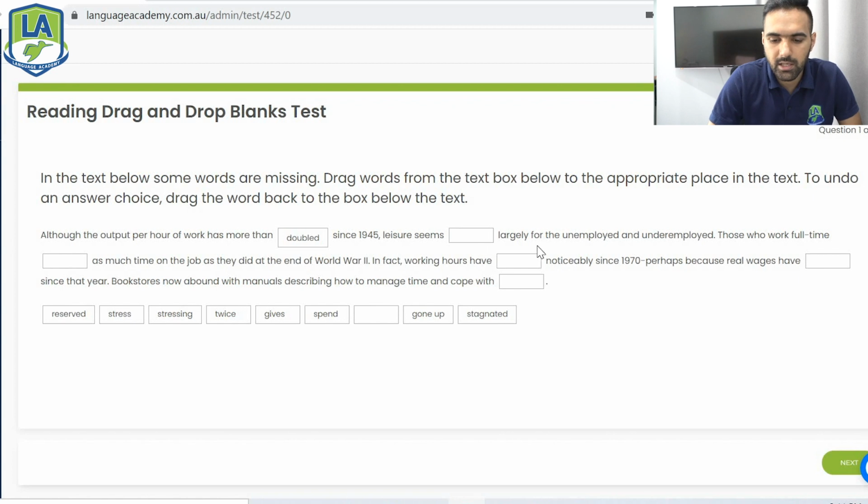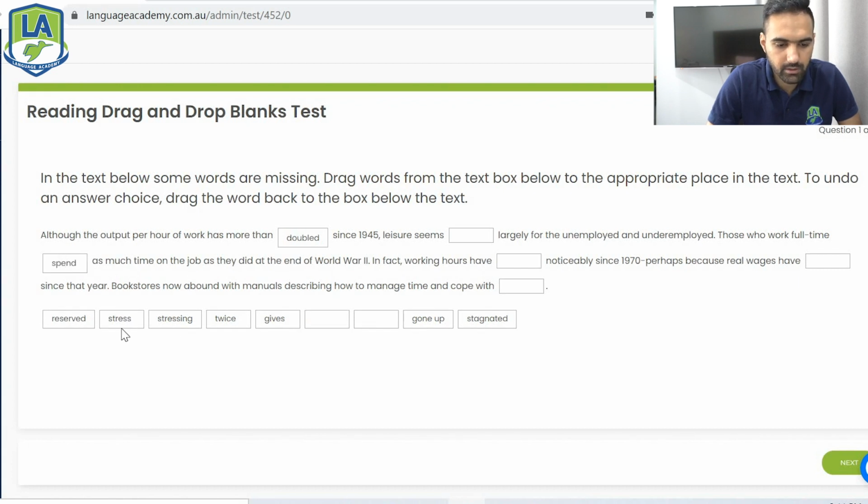Leisure seems dash largely for the unemployed and underemployed. I'm not sure about this, so let's not worry about it. Let's move on to the third blank. I always do this whenever I'm not really sure: I leave it and fill that particular blank at the end. Those who work full time dash as much time on the job as they did at the end of World War II. What do you do with time on work? You spend time on work. So spend will be the right answer. Not reserved, not stressed, not stressing. You always spend time on a job.